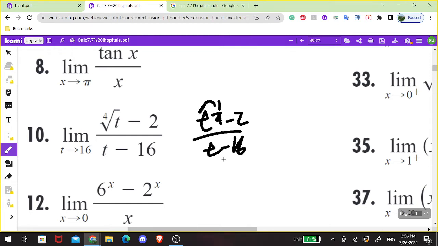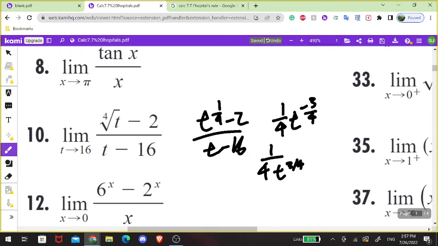Now we use the power rule. Power rule gives 1/4 t to the negative 3/4. The 2 is gone because we're taking the derivative. And on the bottom, it's going to be 1. So that's it. On top, it's going to be 1/4 times t to the negative 3/4 power. Now if we plug 16 in, it's not that difficult.